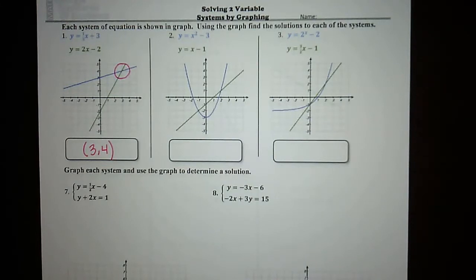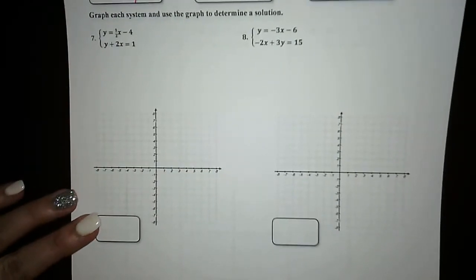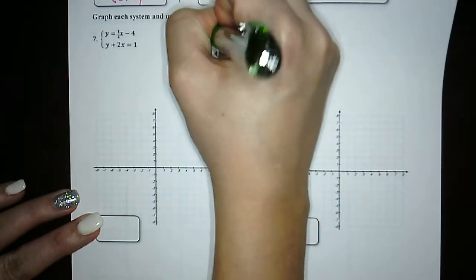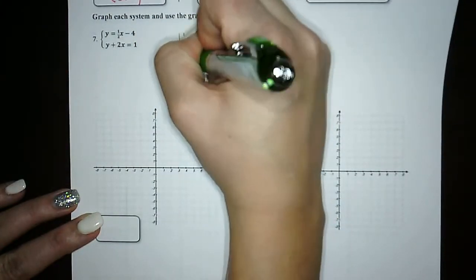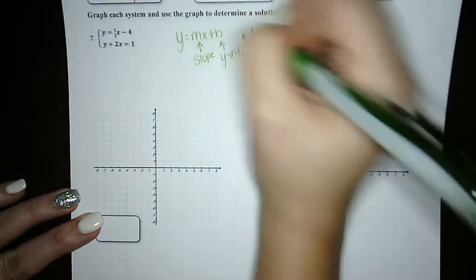All right, now what if they don't give us the graphs? No worries, because guess what? We've been practicing graphing equations of lines. So keep in mind, it's y equals mx plus b. M is your slope. B is your y-intercept.